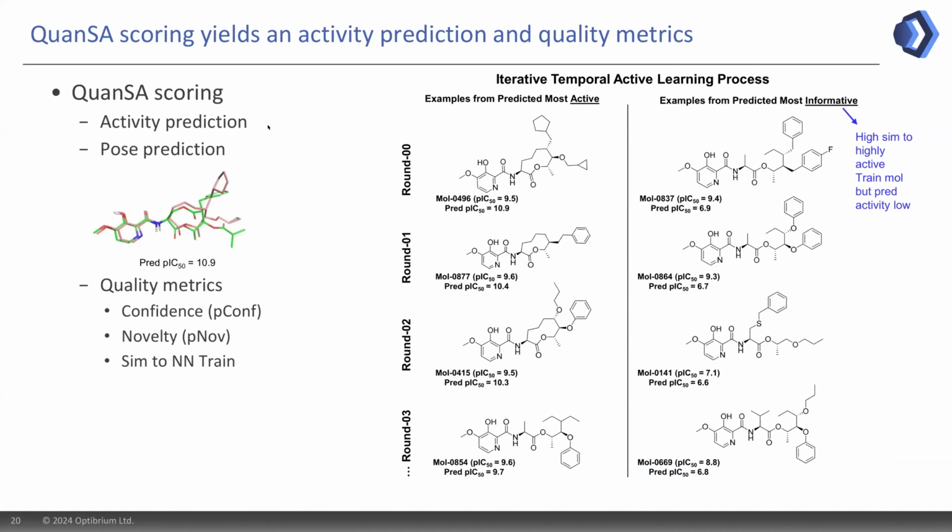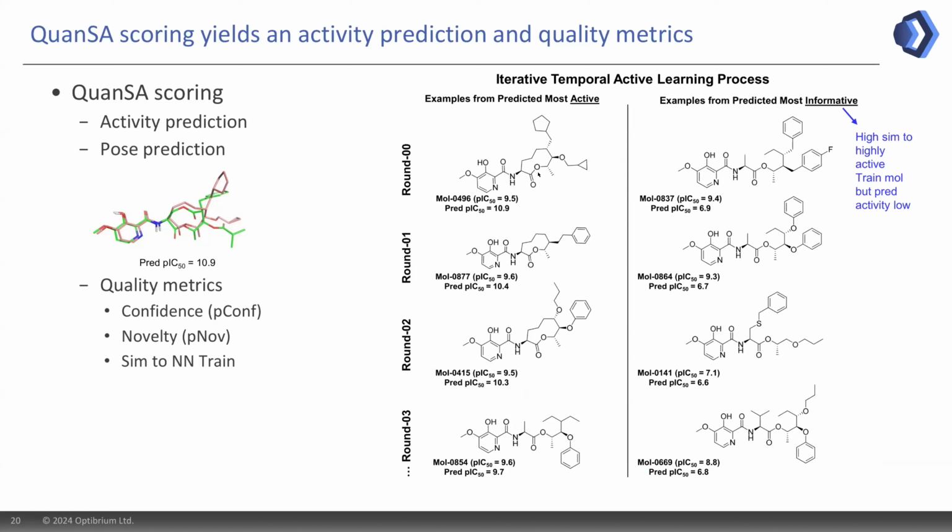In addition to activity and pose prediction, Quanta scoring also yields quality metrics. One of these, for example, is the idea of novelty. And this simply is a question of, is the predicted pose of a new molecule covered by the pose of the union of that of the training molecules?